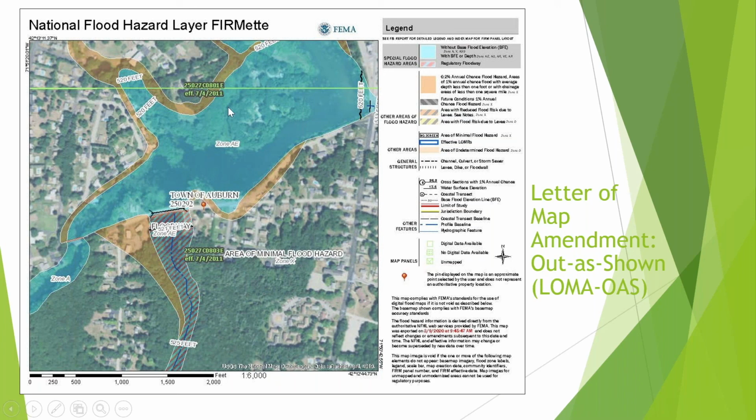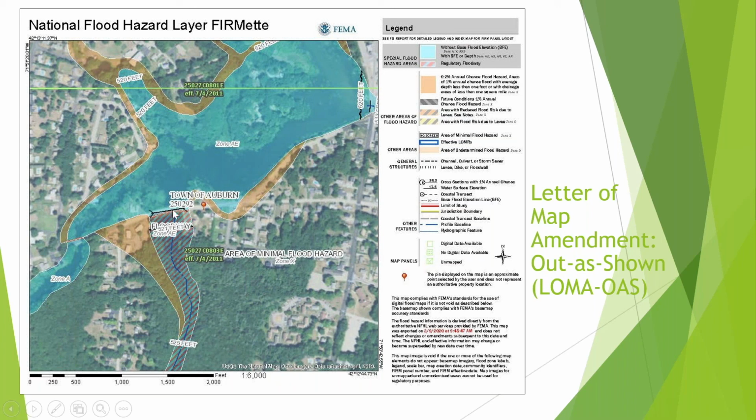Oh, in case I didn't tell you, the blue is the 1% chance floodplain, and the orange is the 0.2% chance floodplain. So the 1% chance floodplain again is the flood event that has a 1% chance of occurring in any given year. This orange or 500-year floodplain has a 0.2% chance of occurring in any given year. So this is far less likely to occur. This is not the regulated floodplain, only the blue, which includes this floodway.